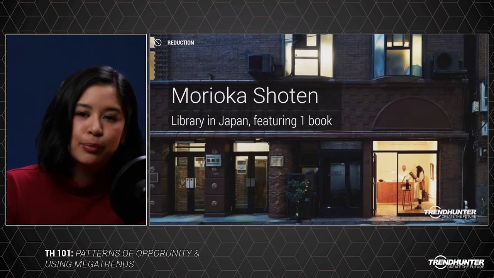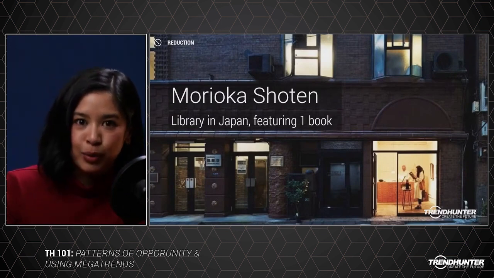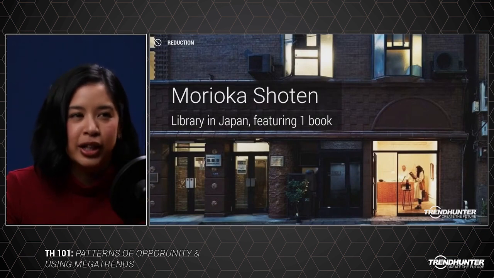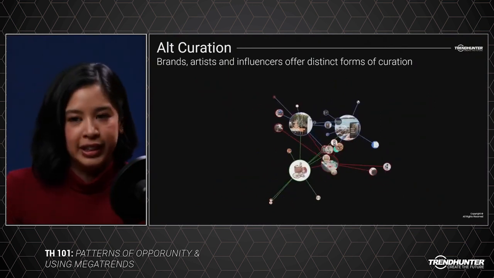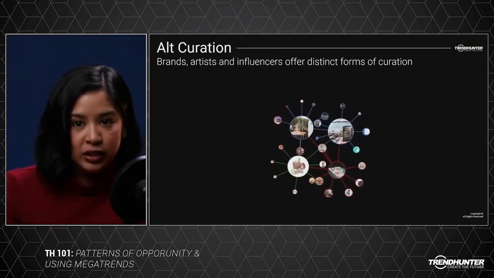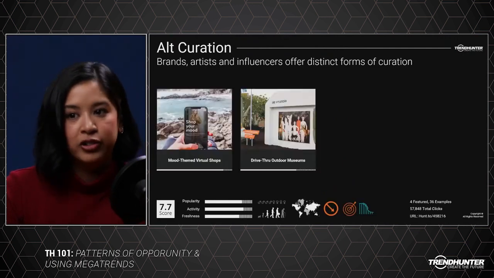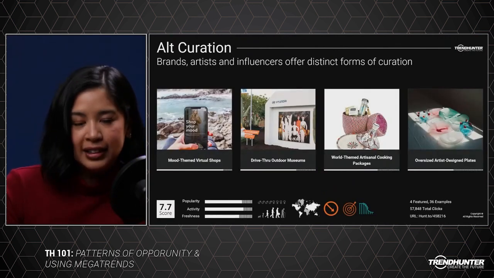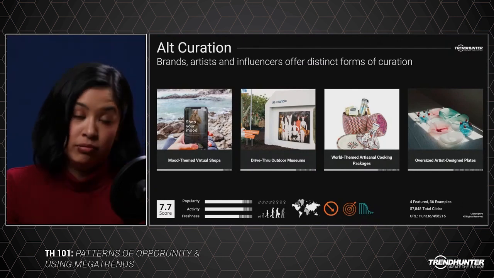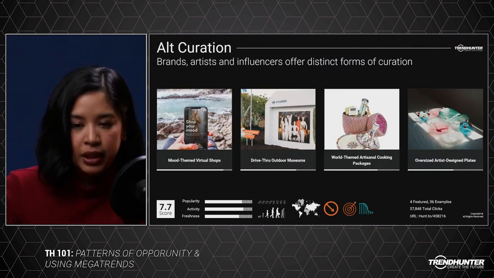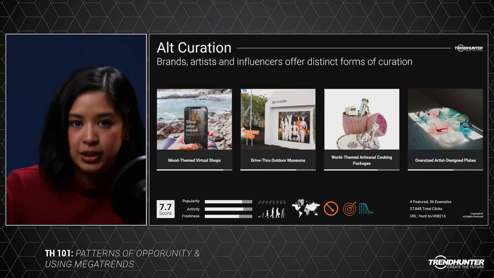An extreme example of this is Morioka Shoten, which is a library in Japan that only features one book at a time, kind of like a brick and mortar form of a book club. Now, one example of this for the digital age is alternative curation. Here we see brands, artists, and influencers offer distinct forms of curation that solidify their personal brands and their position as influencers in this day and age. So think of mood-themed virtual shops or drive-through outdoor museums.